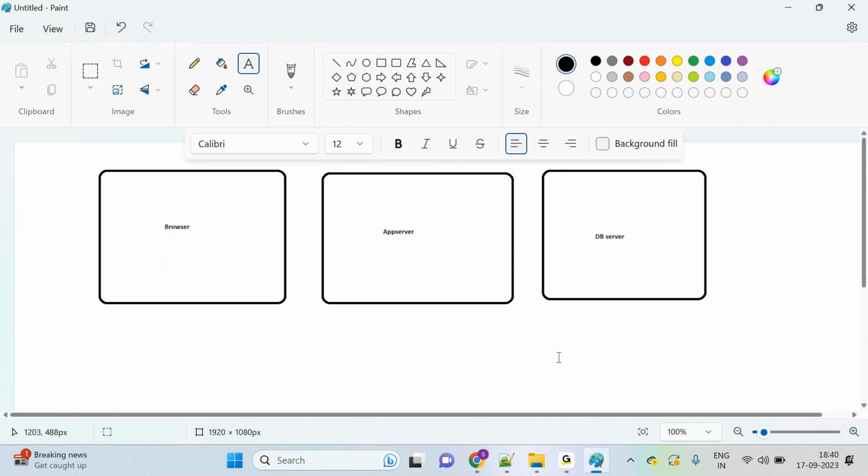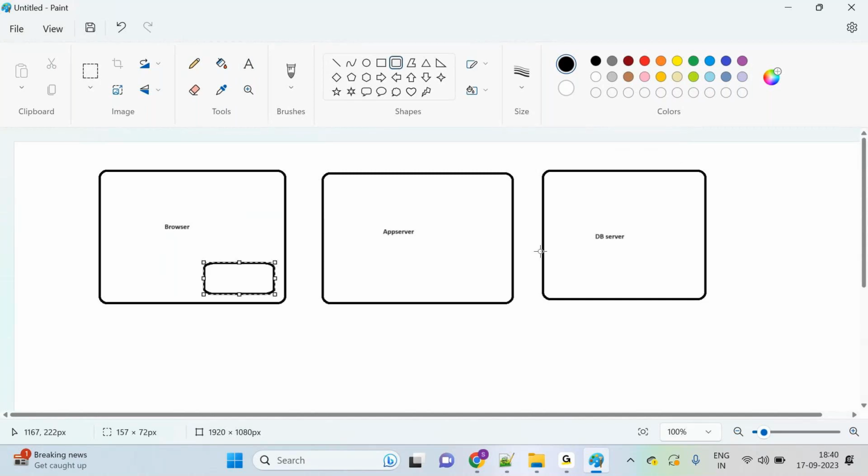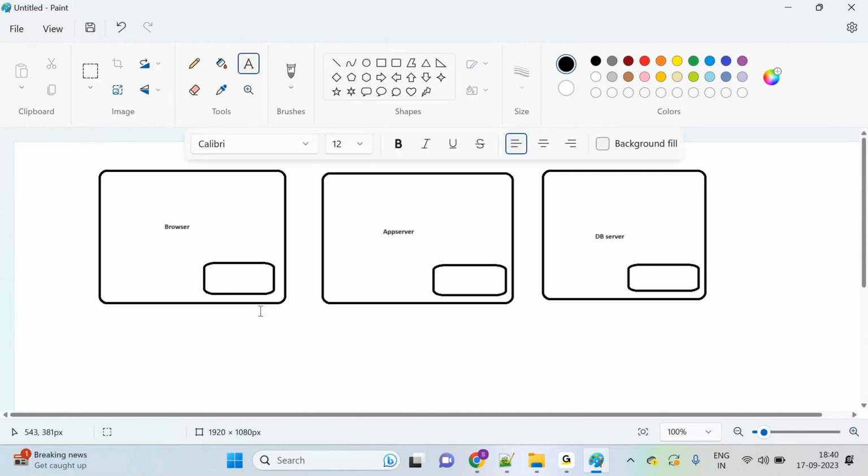So how do these APM tools actually work? APM tools work on the concept of agents. Not only the AppDynamics tool, every APM tool works on the concept of agents. An agent is a piece of software you are going to configure. So when you are configuring the agents, what is the functionality of the agent?